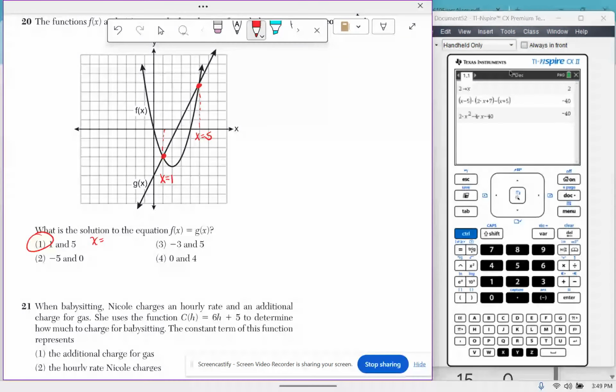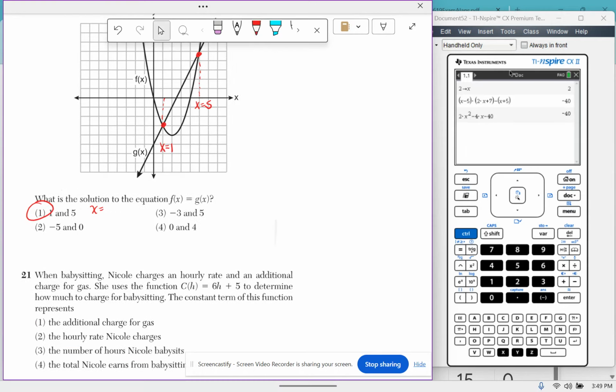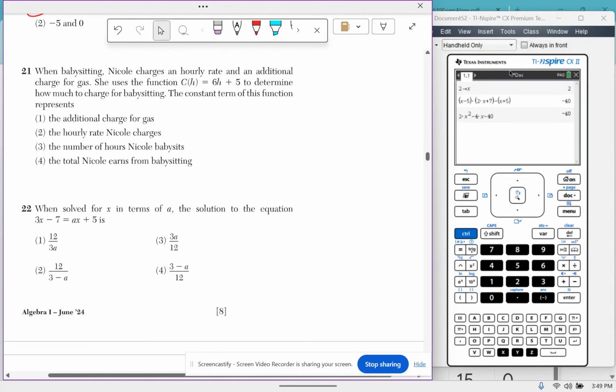All right, 21. When babysitting, Nicole charges an hourly rate and an additional charge for gas. The additional charge for gas is the one-time fee. That's going to be my y-intercept, and the hourly rate is going to be my slope. She uses the function c of h equals 6h plus 5 to determine how much to charge for babysitting. The constant term of this function represents the charge for gas. So that's going to be answer choice 1.